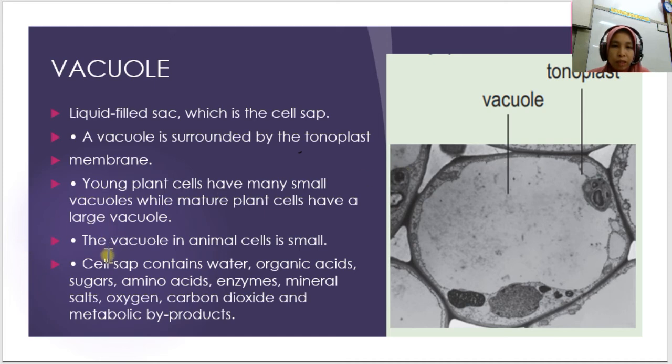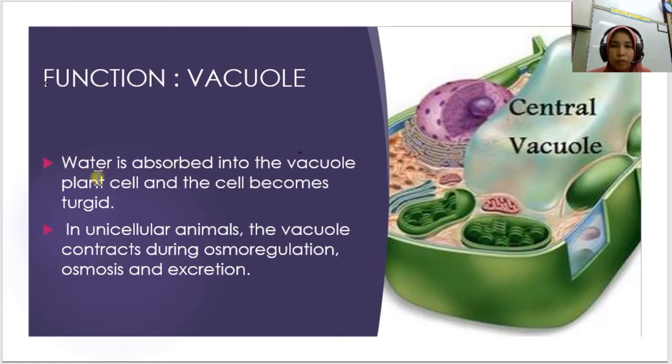Alright, okay. So cell sap. Cell sap refers to the liquid inside the vacuole. It contains water, organic acid, sugar, amino acid, enzyme, mineral salt, oxygen, carbon dioxide, and metabolic byproducts. So metabolic byproduct refers to the waste product. Alright. Okay. So what is the function of the vacuole?